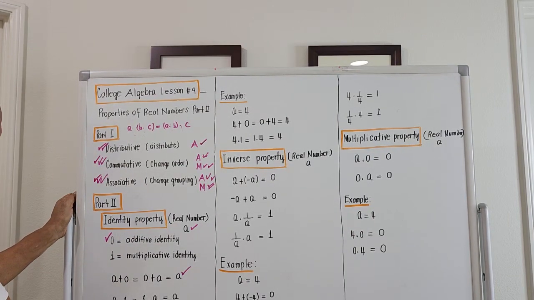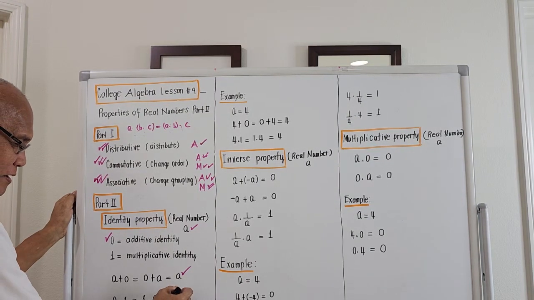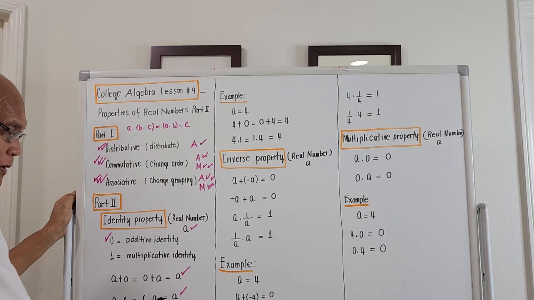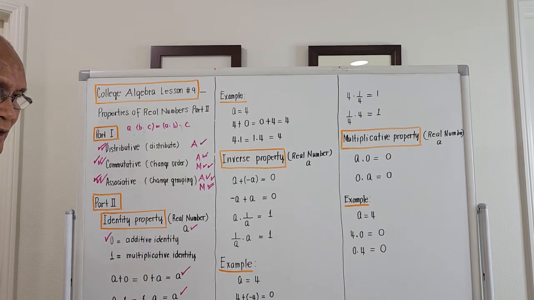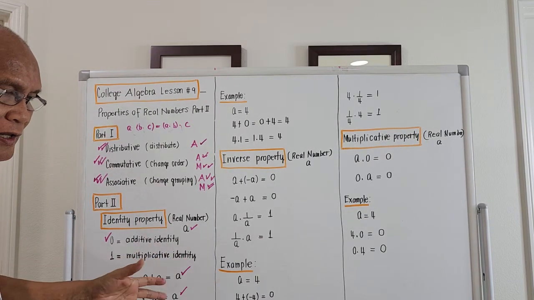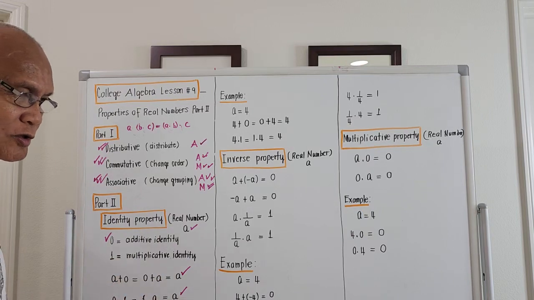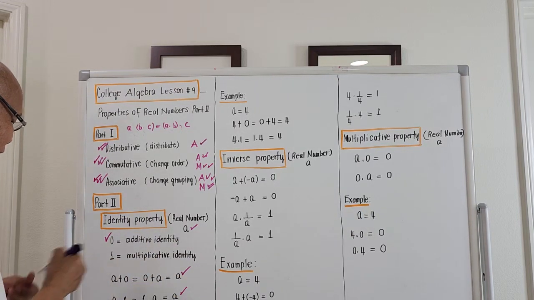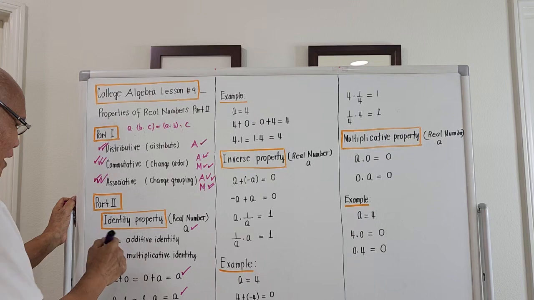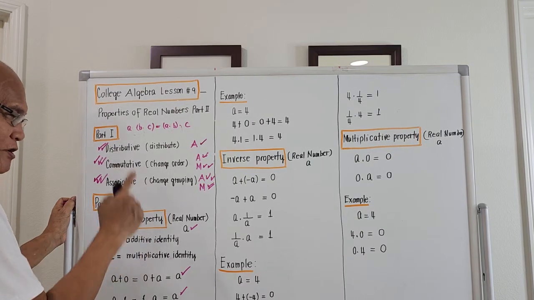any real number A multiplied by 1, the multiplicative identity, can be written as 1 multiplied by A, and 1 multiplied by A is still A. Okay? It doesn't change the value. So the only number that can be multiplied to any real number so that its value will not change will just be simply 1. So 0 and 1 under the identity property is very important.